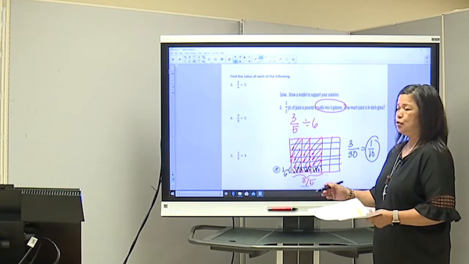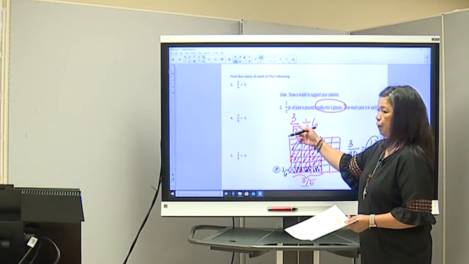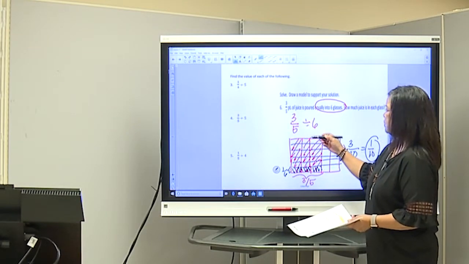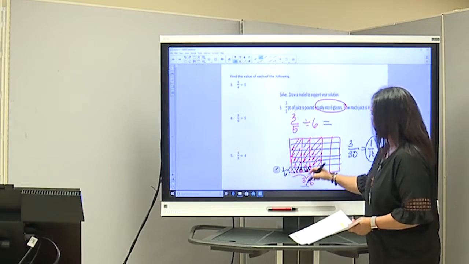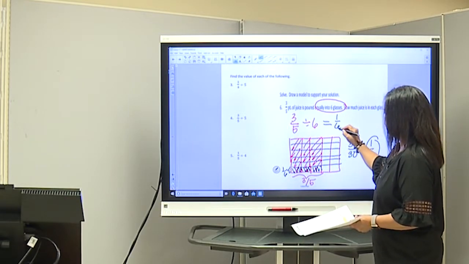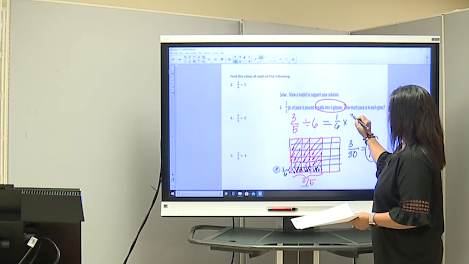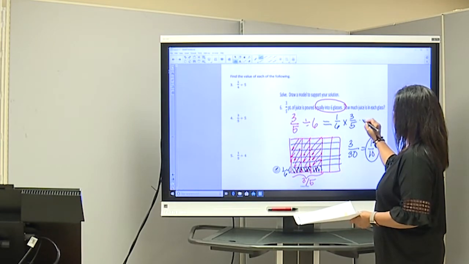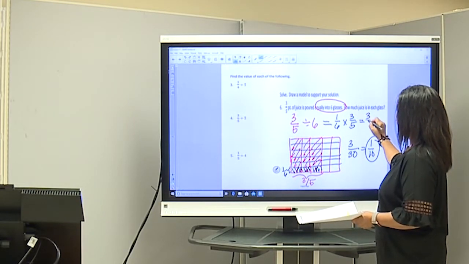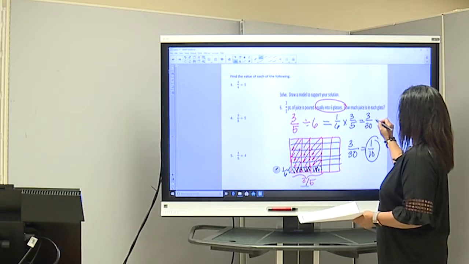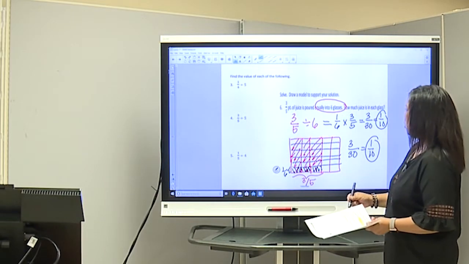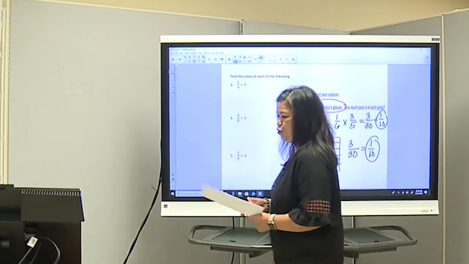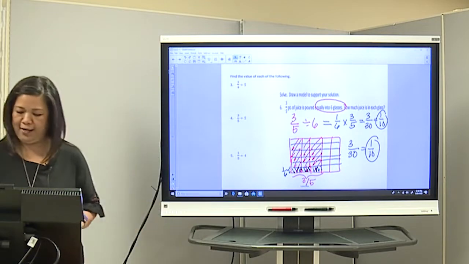All right? So from division expression, 3/5 divided by 6 is the same as saying 1/6 times 3/5, which will give you 3/30ths, or simplest form is 1/10. So each glass has 1/10 pint of juice. All right?